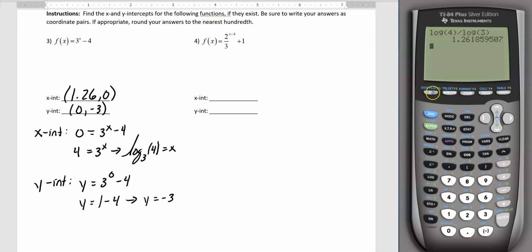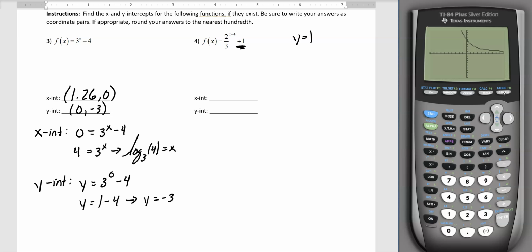For graphing, I'm going to start by plugging in my equation: parentheses 2 divided by 3 to the x minus 4, and then plus 1. And I'm going to hit graph. Now notice what happens here. Think about what's occurring, specifically with that plus 1. That means I shifted up 1 unit. That means my horizontal asymptote is at y equals 1. That means my graph will never go below 1.